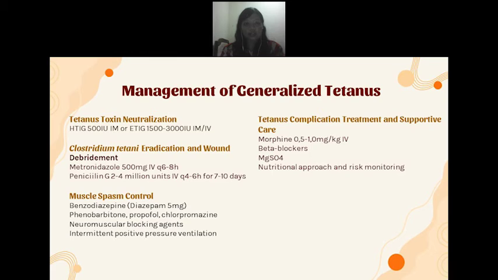Beta blockers are usually used to treat tachycardia in tetanus, and magnesium sulfate is also commonly used to treat tetanus complications because it acts as a calcium antagonist that will be beneficial to control spasms. Tetanus patients often lose weight and have malnutrition, and therefore the nutritional approach is important as supportive care. The risk of airway obstruction, sepsis, and ventilator-associated pneumonia, or VAP, also needs to be assessed and monitored routinely in an inpatient.